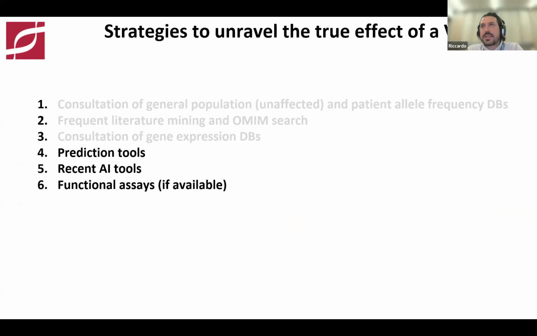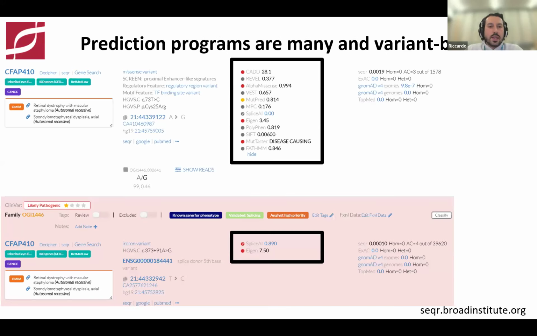So now, after databases and predominantly the information that they were already part of the consortium, I will focus on prediction tools. This is a case we found solved for a biallelic combination of CFAP4 and 10 variants. In particular, this subject had non-syndromic retinitis pigmentosa. He carried a missense, cysteine 25 arginine, and a plus 91 non-coding variant.